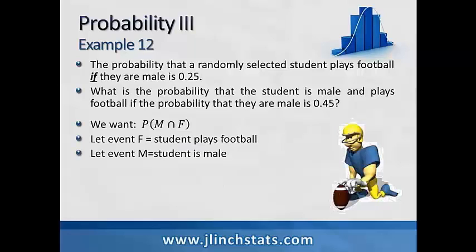Now, based on our conditional probability, the probability that the student plays football, given the selected student is a male, is equal to the and probability, the probability that the student plays football and is male, divided by the probability that the student is male. So we have the and probability over the given probability. Now, we do know the conditional probability is 0.25. So we can set up an equation to solve for the and probability.